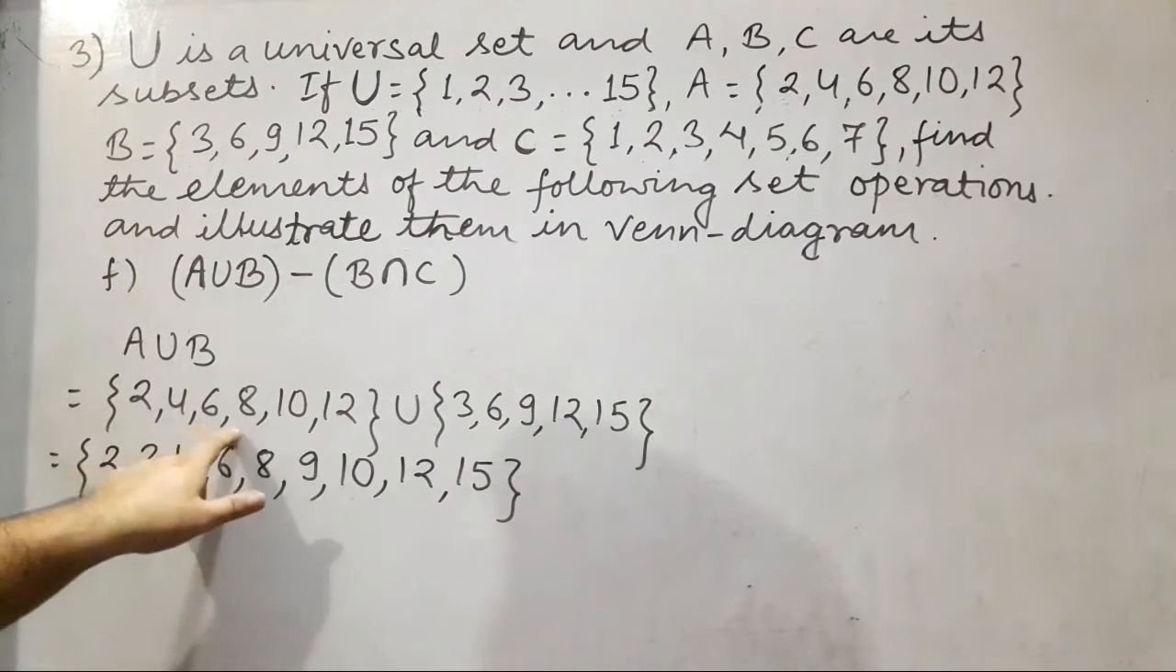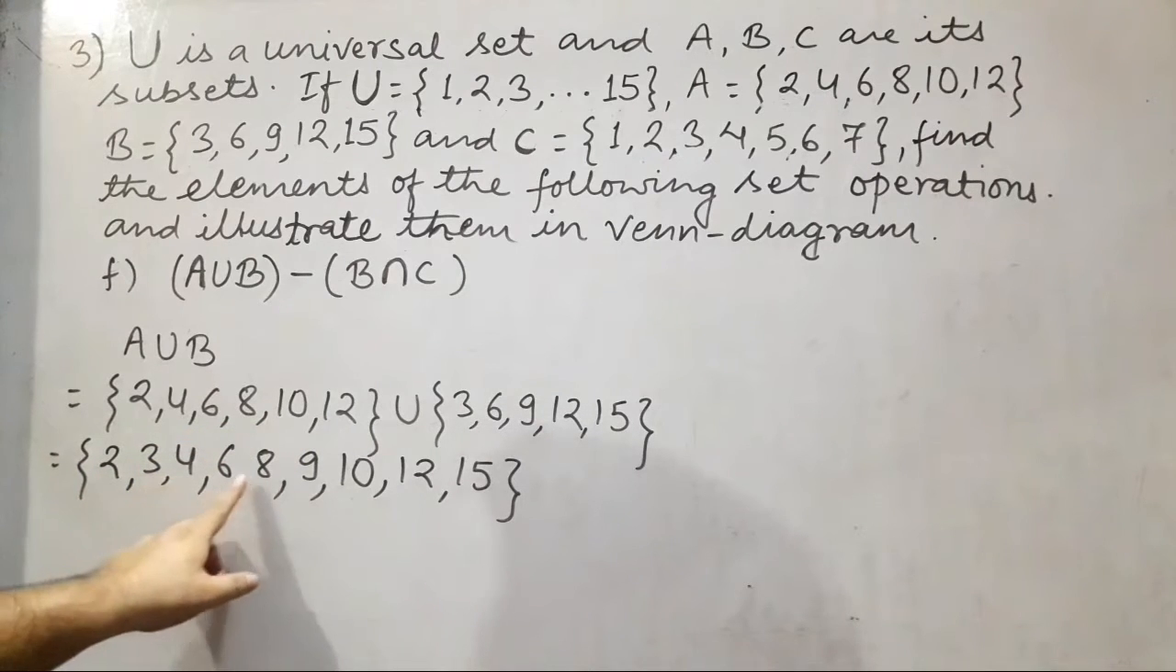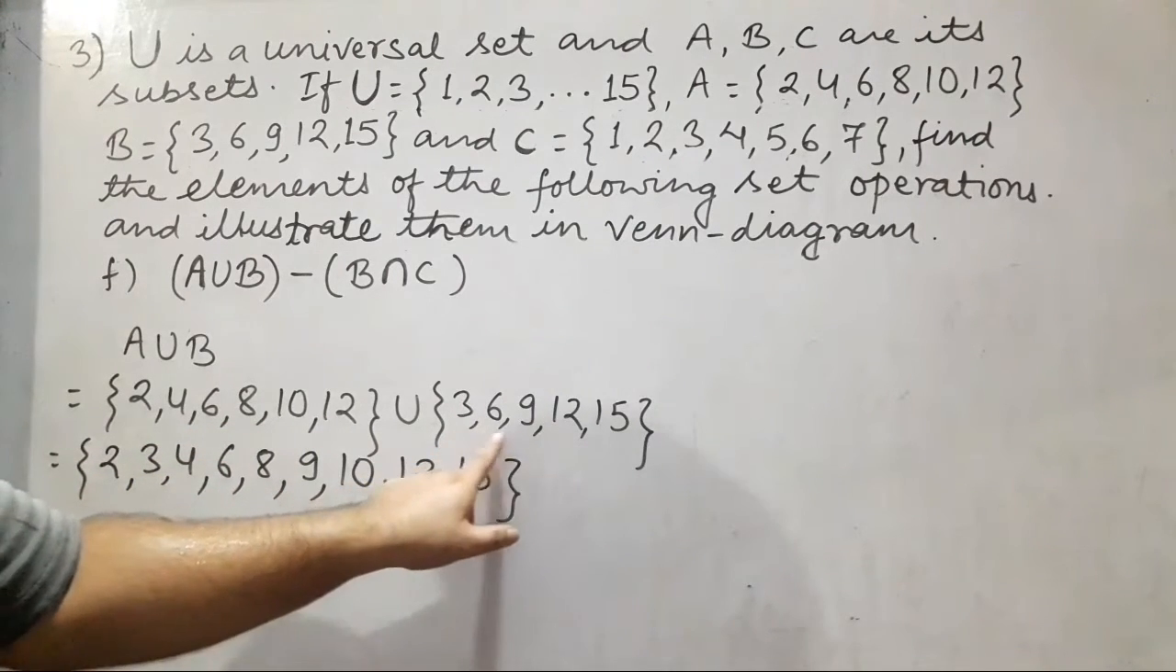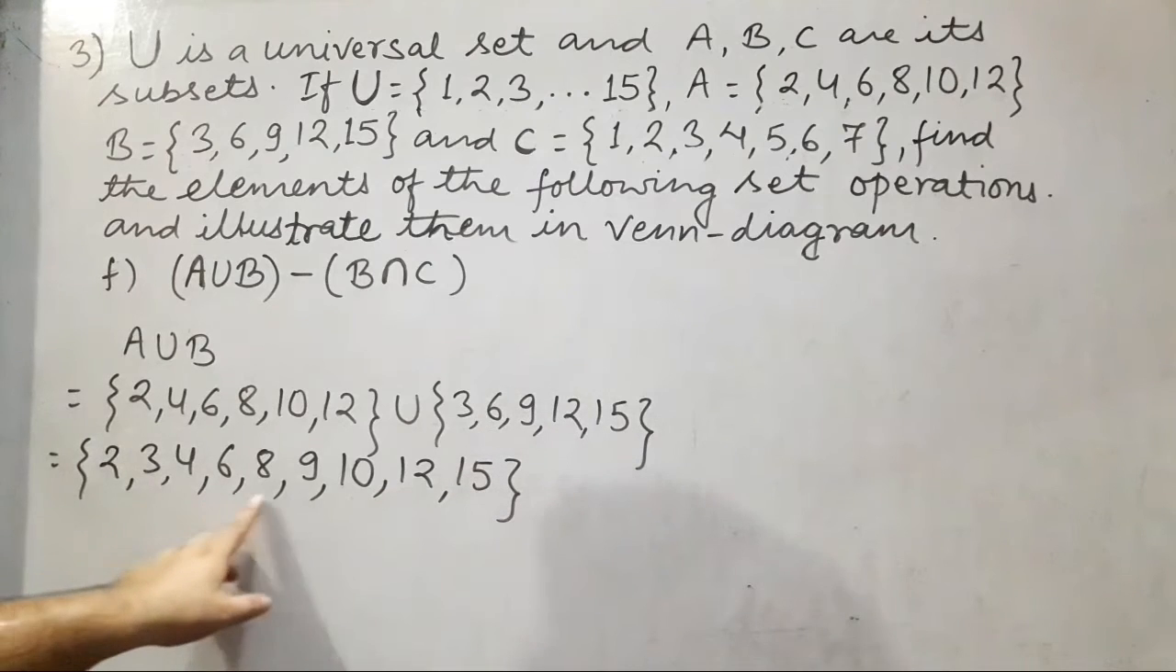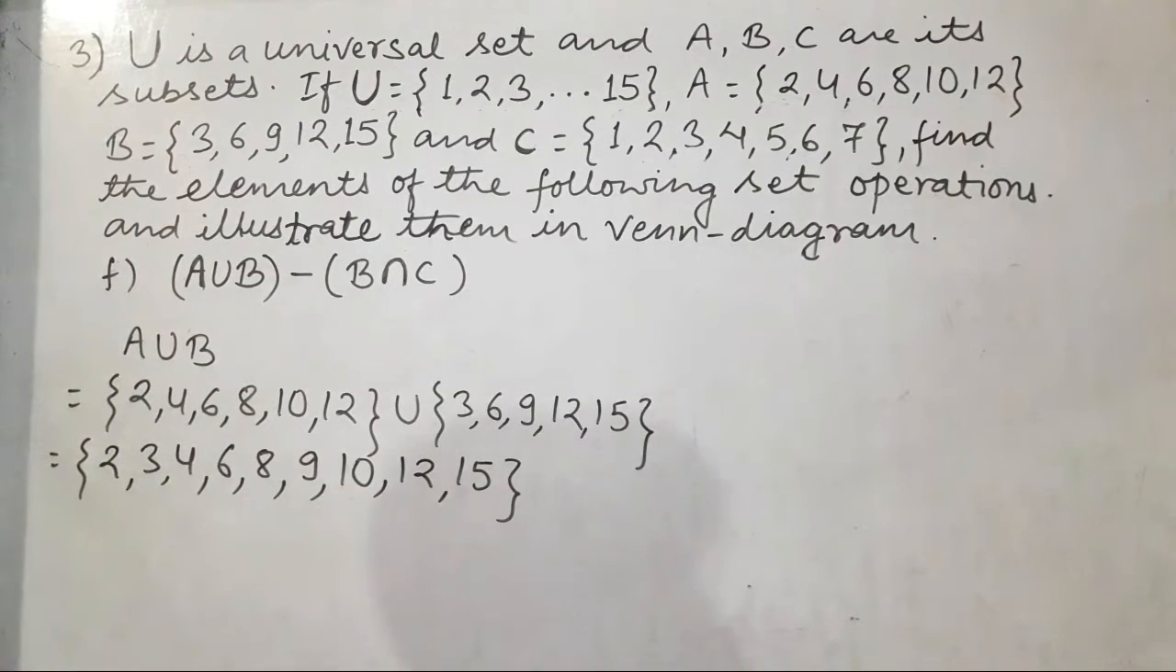2, 4, 6, 8, 10, 12. 3, 6, 9, 12, 15. Okay, it means we have written all the elements without missing.